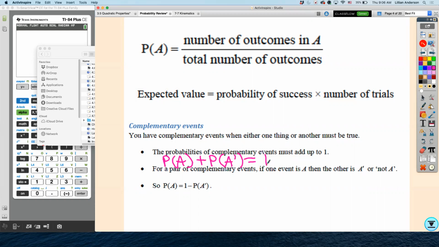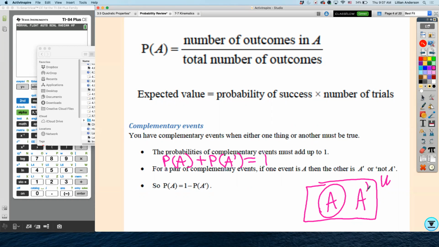For a pair of complementary events, if one event is A, then the other one is the complement, or not A. So again, in my universal set, if I have all the students that play archery, then out here in the universal set will represent all the students who do not play archery. You can always find the probability of an event happening by doing 1 minus the probability of the event not happening.